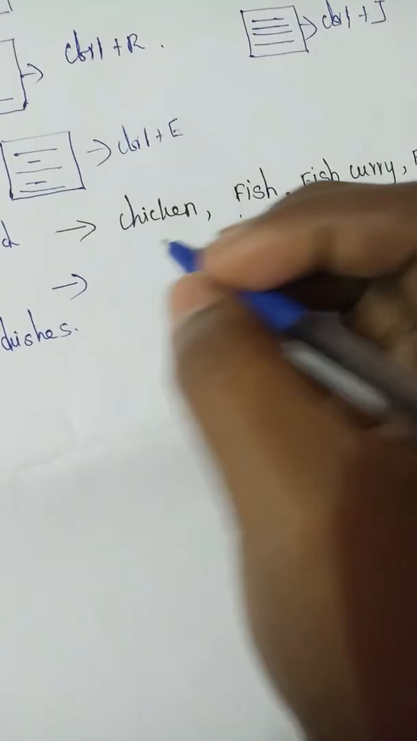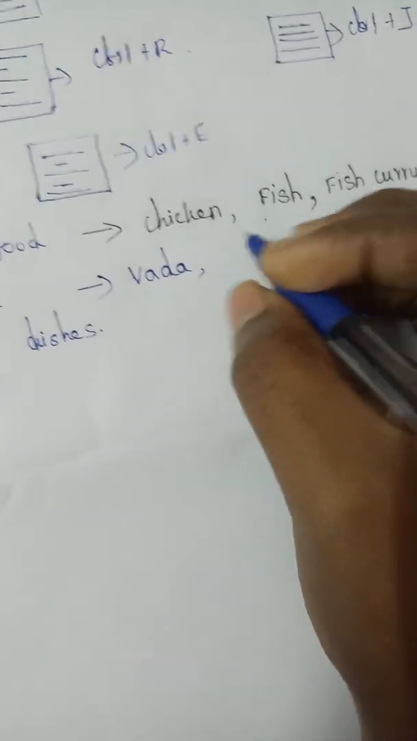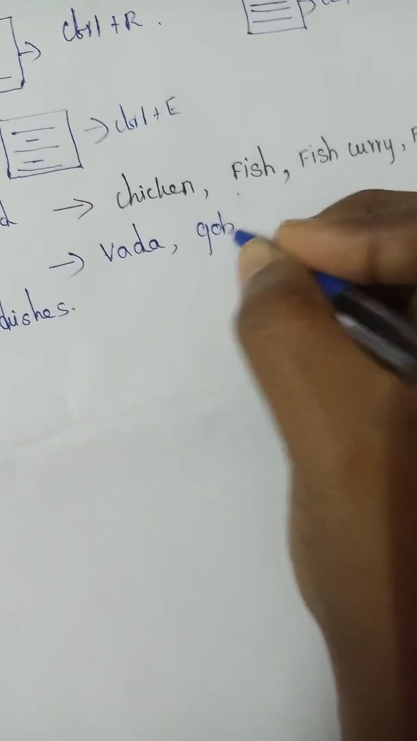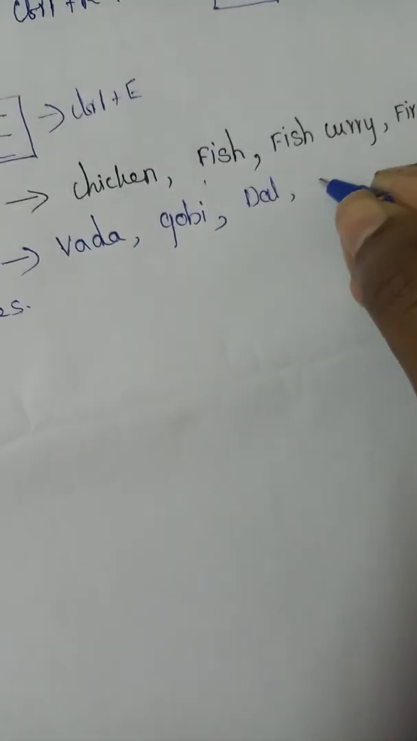And then for veg, I am giving blue color. For example, vada, gobi, dal, veg biryani. For veg food I am giving the color blue.